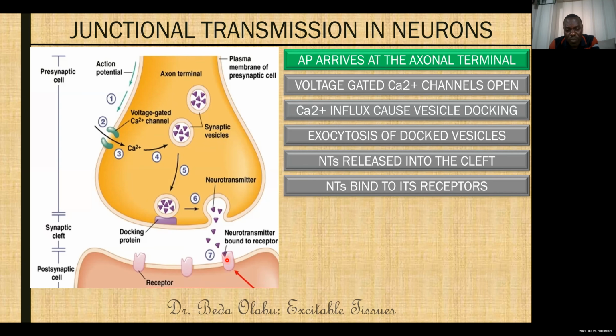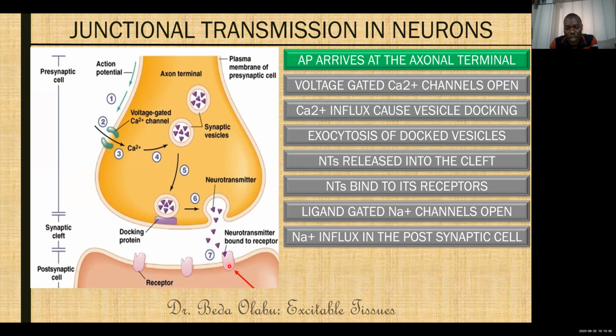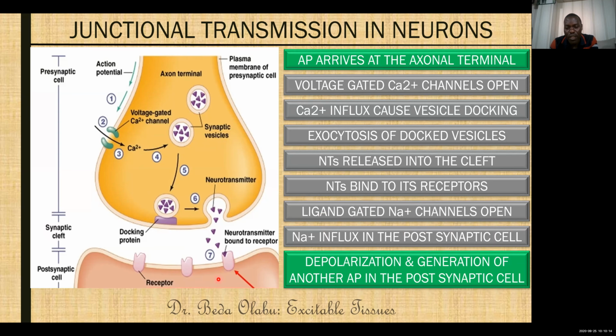Once the neurotransmitter is bound to its receptor on the postsynaptic cell, these receptors, which are also ligand-gated sodium channels, will then open. If they open, then we are going to have massive sodium influx in the postsynaptic cell, and that will mean that we'll have depolarization in the postsynaptic cell that will cause generation of another action potential in this neuron. So a signal has been transmitted.